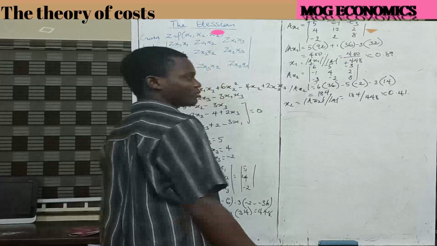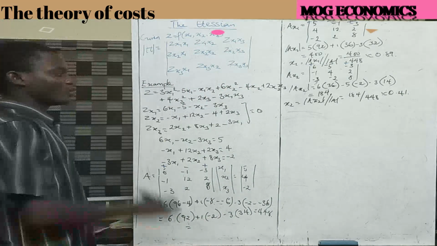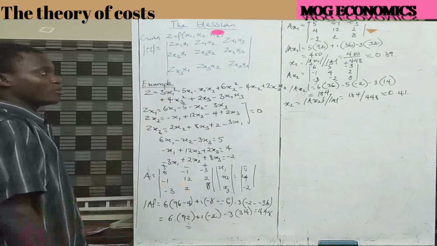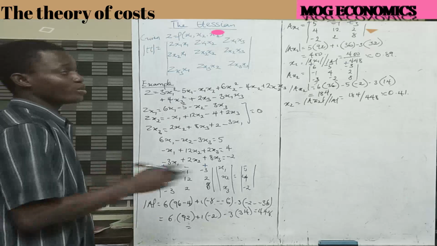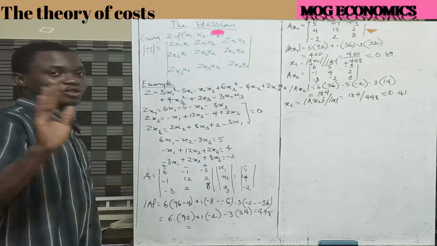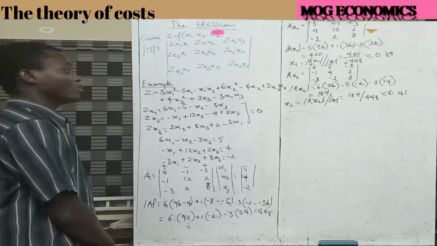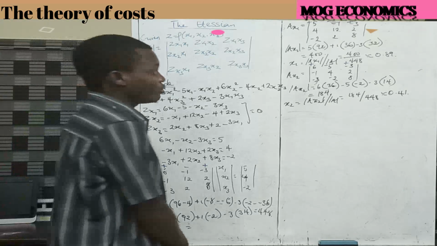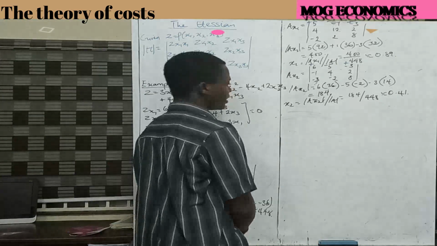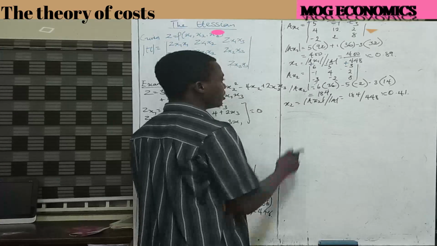I'm kind of fast with these matrices because I'm not supposed to be doing all of this. I'm just meant to write the answers. X1 is 0.89, X2 is 0.41, and you should be left to figure out the whole thing. But let's still solve, right? But bear with me, I'm so fast.